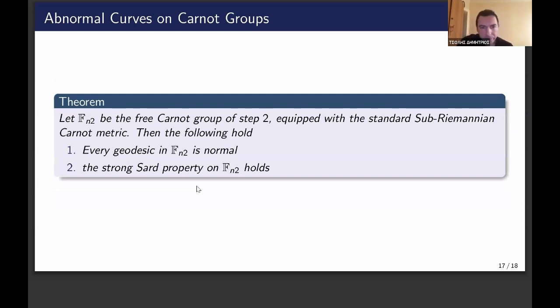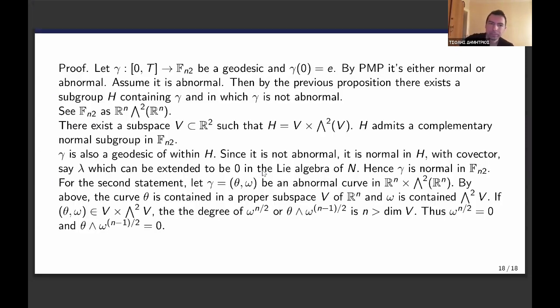And our final theorem, we say that, okay, so let's take a free Carnot group of step 2. So free, we don't impose any conditions here. And then we equip it with the standard Sub-Riemannian metric for the Carnot groups. And then we have the following. First, we know that every geodesic in this group is normal. We will prove this. And second, the strong Sub property holds on this group. And here is the proof.